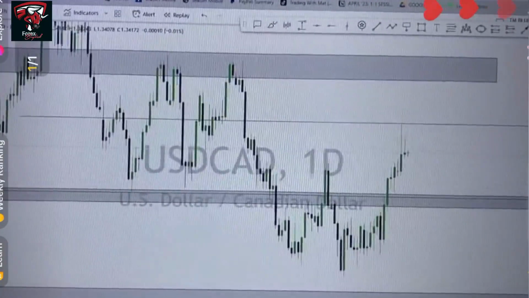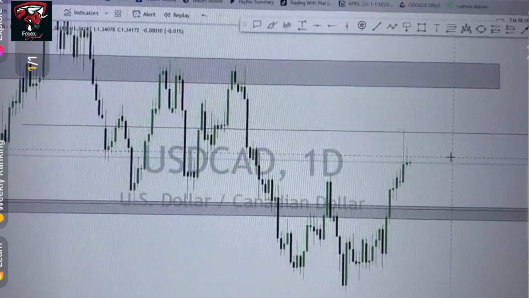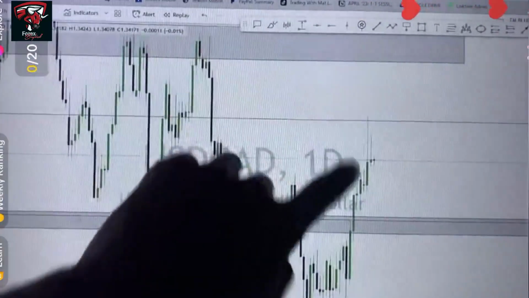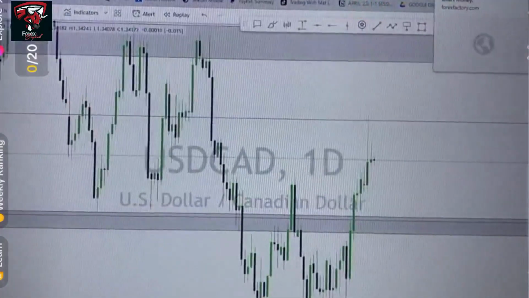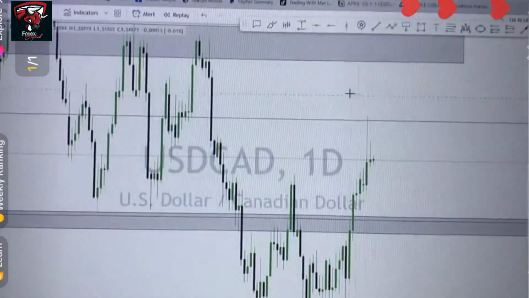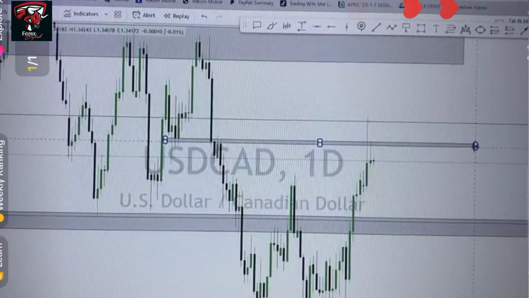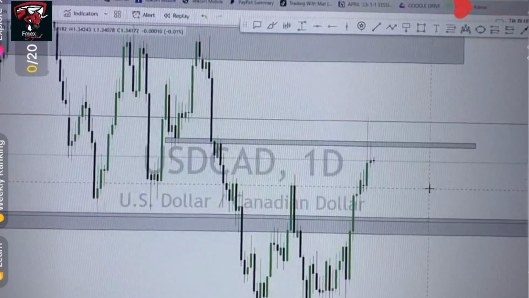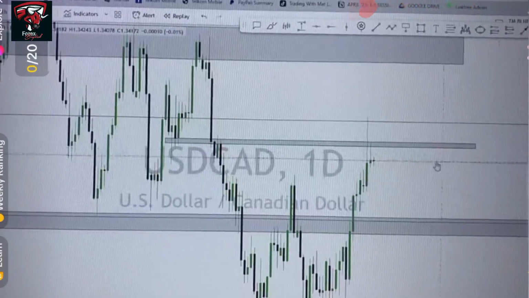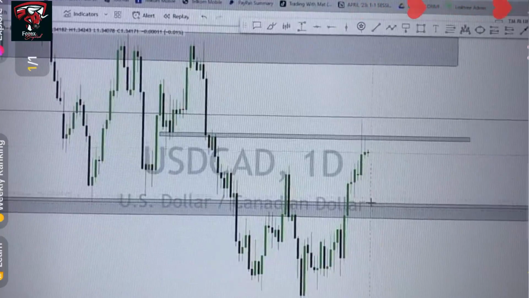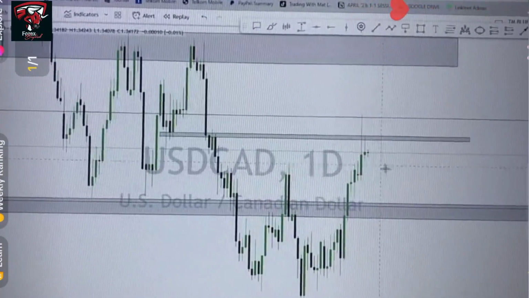Going down to the daily, we say that we want to see two things. First of all, we want to see a rejection candle. There we go. We have a rejection candlestick. And then we want to see a bearish candlestick. We don't have a bearish candlestick. Okay. However, we can mark up a zone for ourselves. As long as the market stays below this area, I am going to be taking a look at some sales back into this area over here for USD CAD.